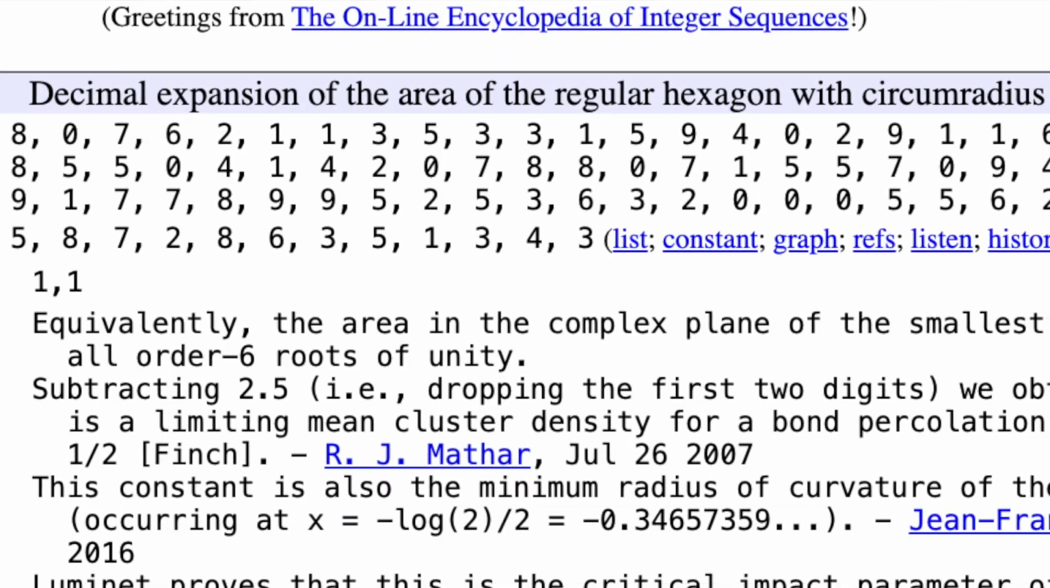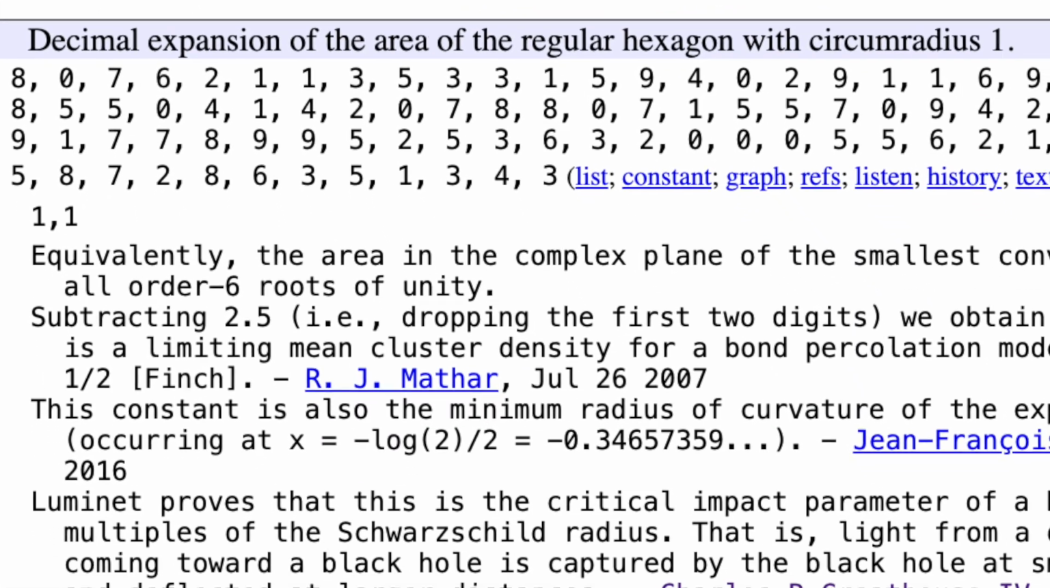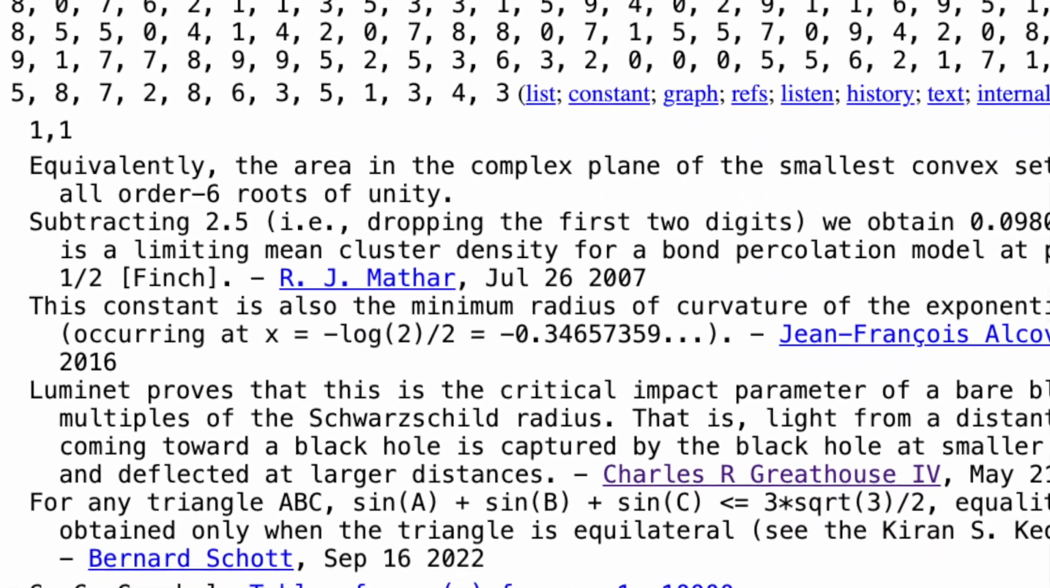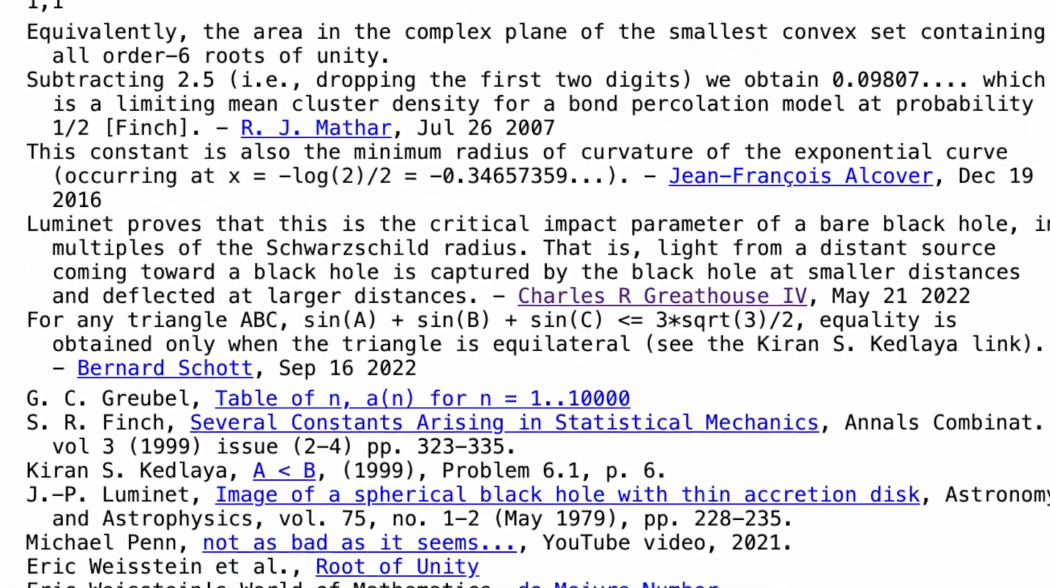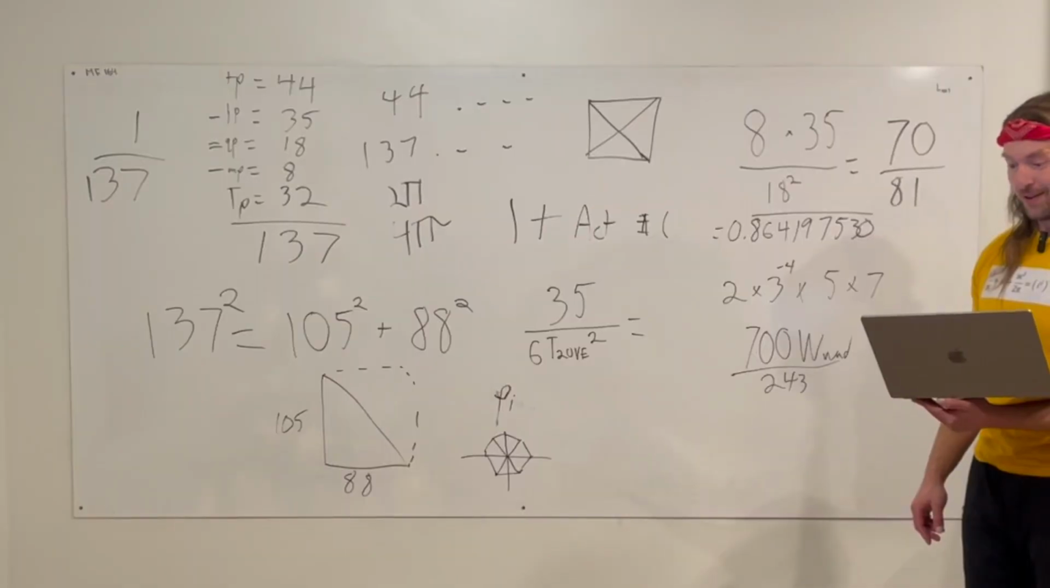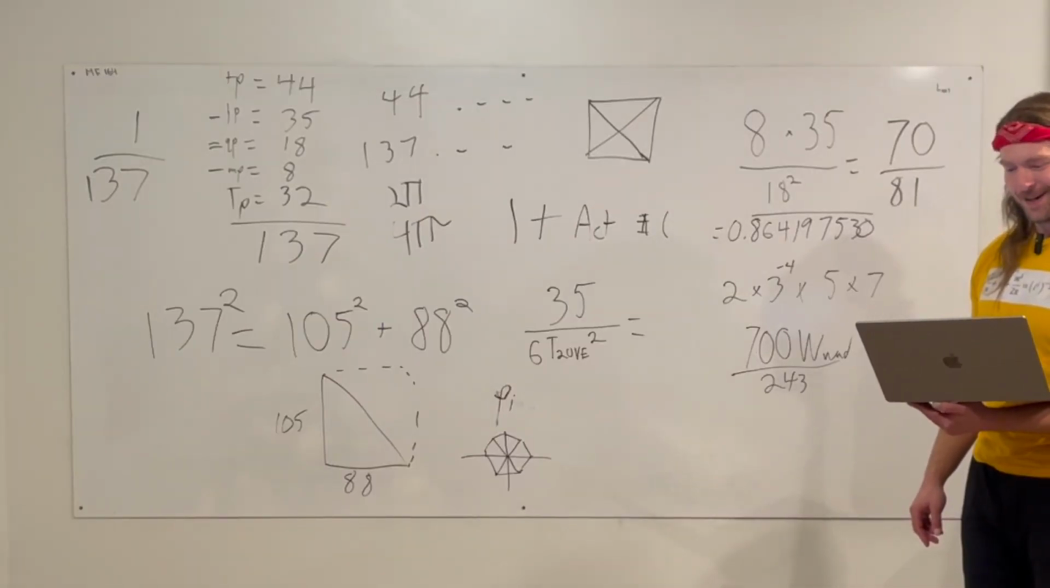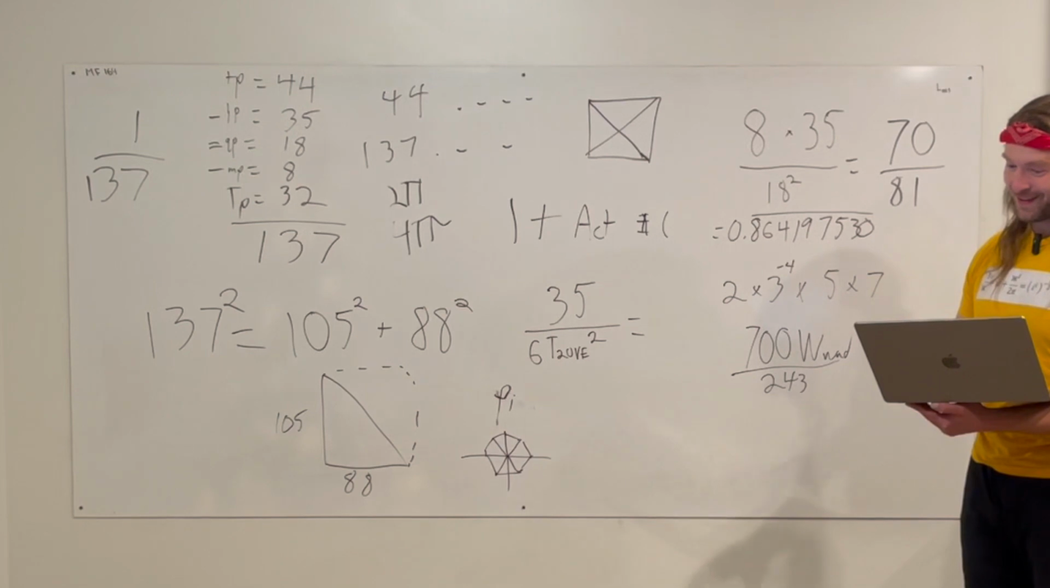But one of the other interesting things is these next two things just kind of blew my mind. This constant is also the minimum radius of curvature of the exponential curve occurring at x equals negative log 2 divided by 2. It's like, oh, that's very interesting. Log of 2 divided by 2. Okay. And then we get really, really interesting.